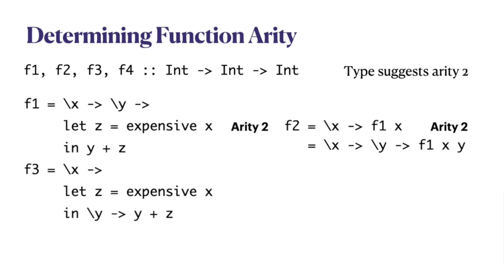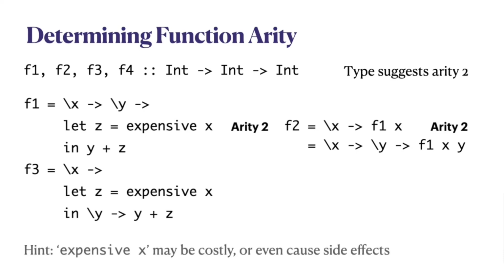f3 is very similar to f1, but with an important difference. f3 starts with only 1 lambda for binding x. Then it does some work on x before requesting the next argument y. So, what is f3's arity? As a hint, consider that expensive of x might be costly to compute, as the name suggests, and it might even cause side effects in a language like OCaml. For this reason, f3 only has arity 1.